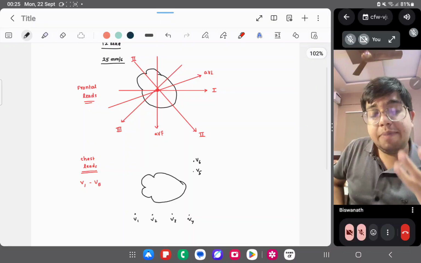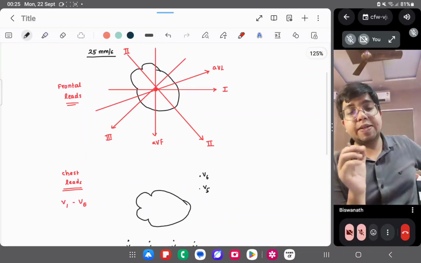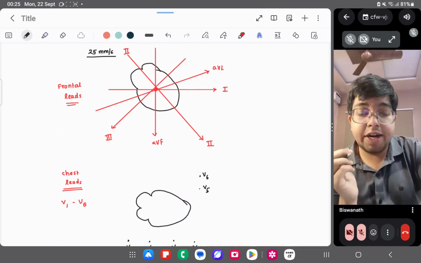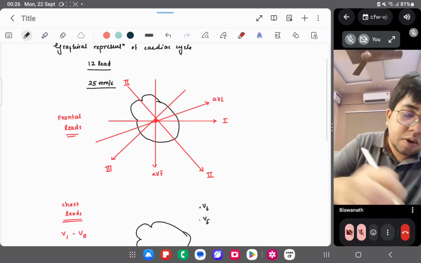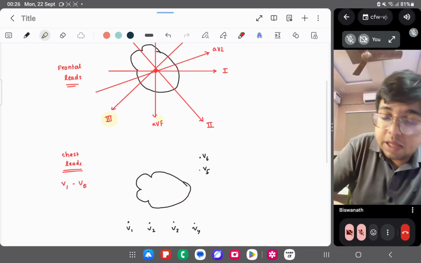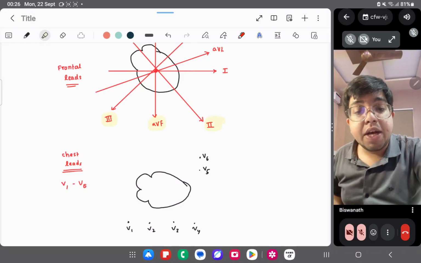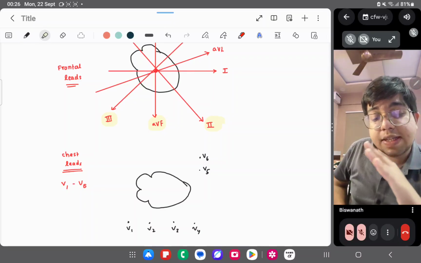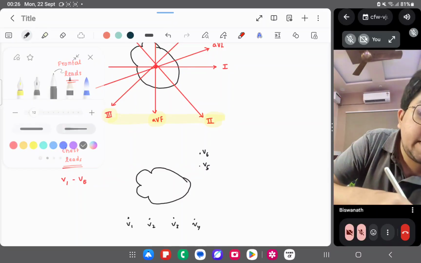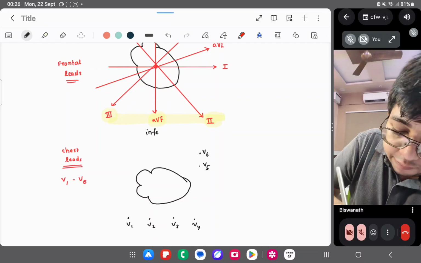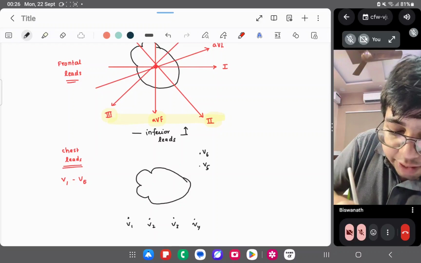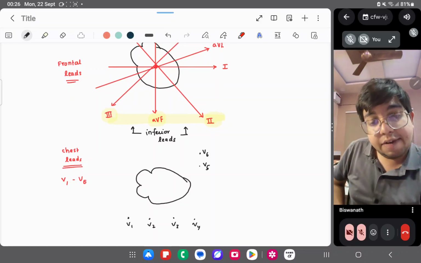So now we have to name the leads. We have seen the placement of the leads. Now we have to name the leads along with the placement. Starting off with the frontal leads, look at this. These three leads, the third, the AVF, and the second lead, these are down, right? So remember, these are called inferior leads.